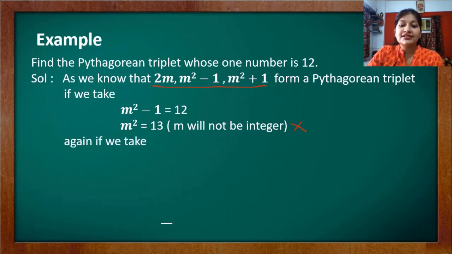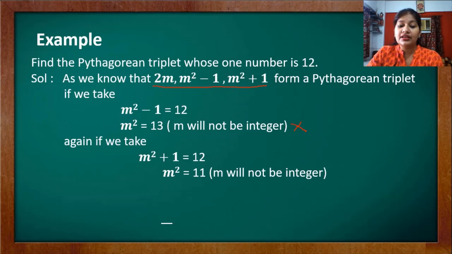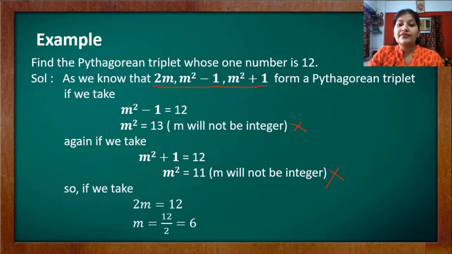Again, let us assume m square plus 1 equals 12. Again m square, you will get 11, because plus 1 will be transposed. m is again not an integer, so this case is also not for me. Which one is remaining now? 2m. So equate 2m equals 12. So m equals 12 by 2, that is 6, and it is an integer. So here I have got the value of m.